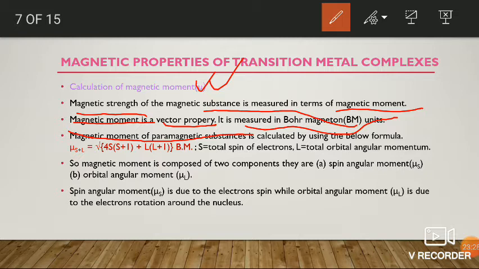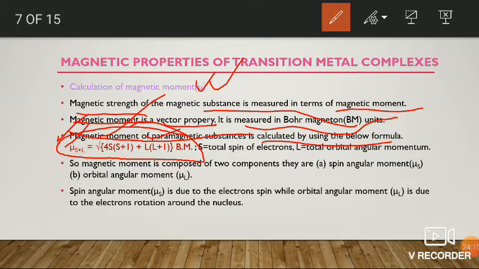In the case of a paramagnetic substance, the magnetic moment value is generally calculated using a formula, this one. By using this formula, we can calculate the magnetic moment value of a paramagnetic substance. Here mu is mu S plus L, equal to the square root of 4S(S plus 1) plus L(L plus 1) Bohr magneton. By using this equation, we can calculate the magnetic moment value of any paramagnetic substance.